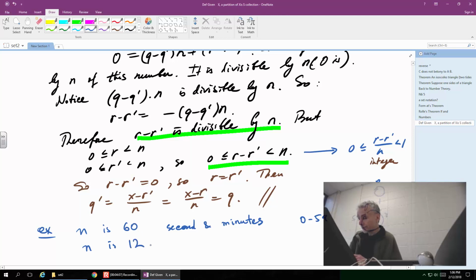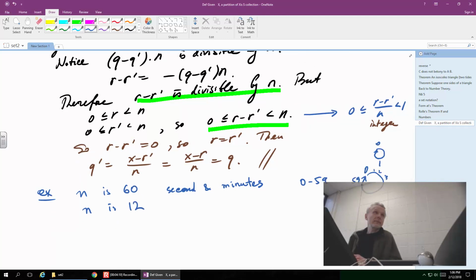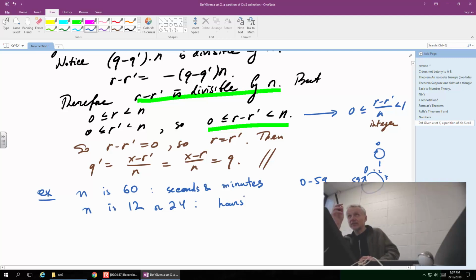How about 12? Divisibility by 12? Or 24? What am I talking about? Hours. Same exact story. So once again, the cycle will be that thing over there, right behind you. Yes, that gives you that cycle. That is how you go with 12 hours, 60 minutes, and 60 seconds in one place.